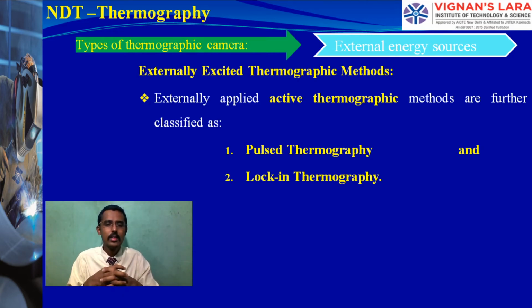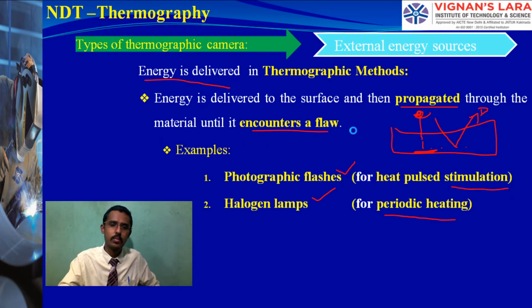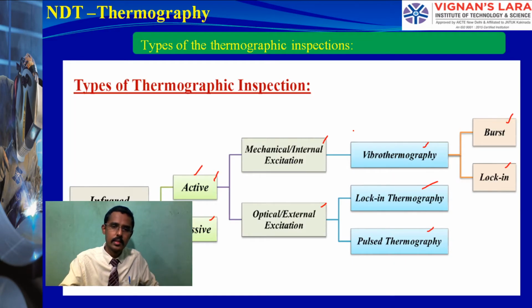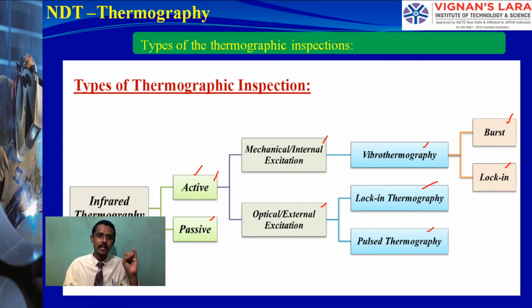When it comes back, we take it by the methods we saw in the first one, the active methods. In the active, we have external and internal. In the external, we have another two, pulsed and lock-in. So that is how we have divided. One more time we will go there. Infrared thermography has active mode and passive mode. These are types of inspection methods, not sources of releasing energy. Sources of releasing energy are two methods: one is halogen and one is the pulse method, photographic. So energy is released and falls on the specimen. How it is inspected when it comes back is the idea here.